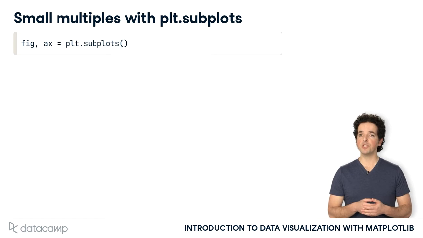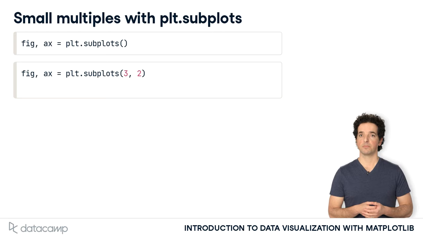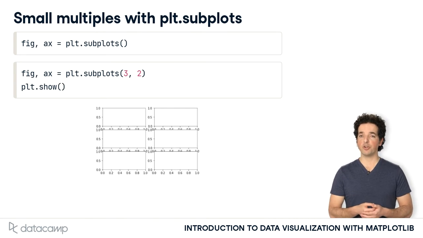Previously, we called this function with no inputs. This creates one subplot. Now we'll give it some inputs. Small multiples are typically arranged on the page as a grid with rows and columns. Here, we are creating a figure object with 3 rows of subplots and 2 columns. This is what this would look like before we add any data to it.